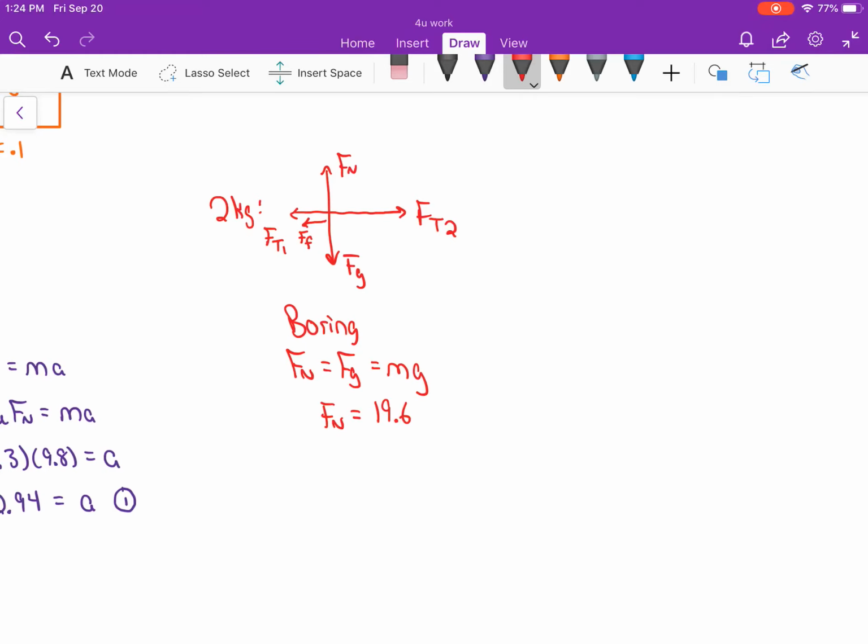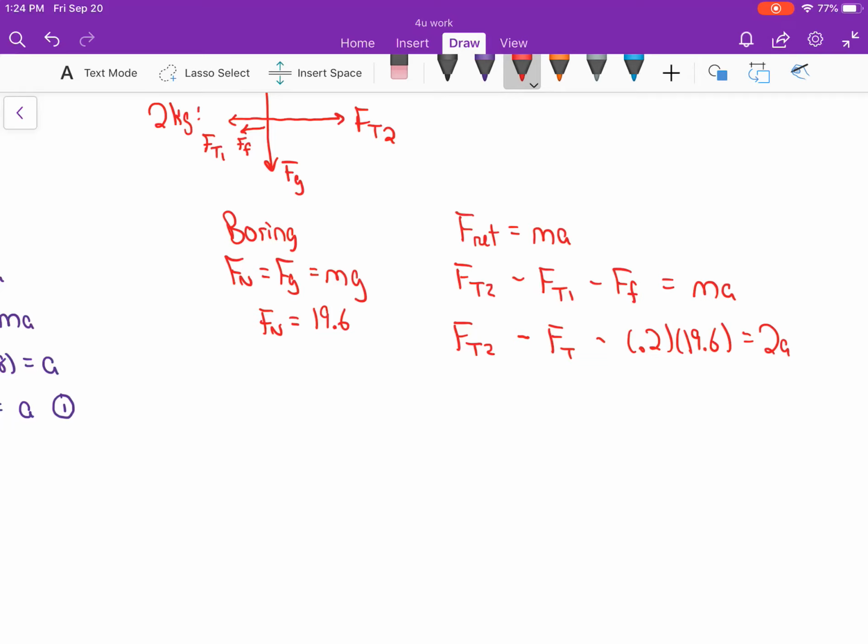Now, the more exciting horizontal component, when we set up F net equals ma. We've got one forward force, that's the string that we called FT2. We've got a backwards force from the other string, FT1, and we've got a backward force from friction. That's going to be equal to m times a. I don't know FT2, so that's going to stay as letters. I don't know FT1, that stays. The force of friction is the coefficient. For this one, that was 0.2, multiplied by the normal force. For this one, that was 19.6, and that's equal to 2 times a.